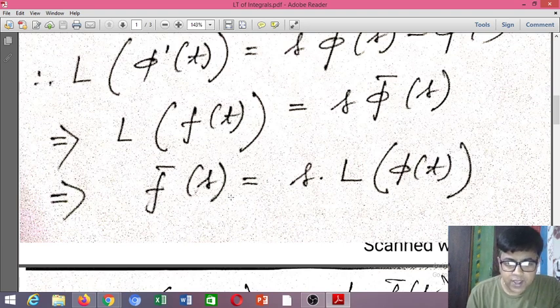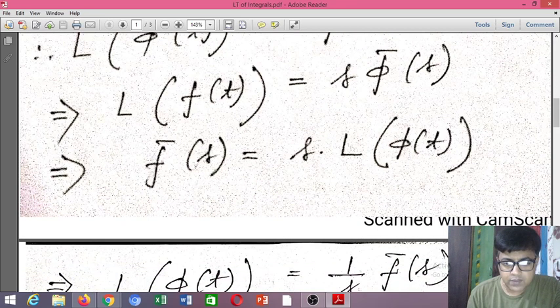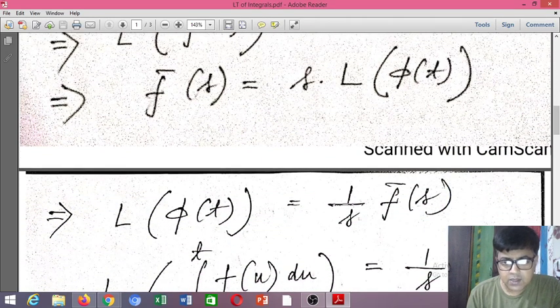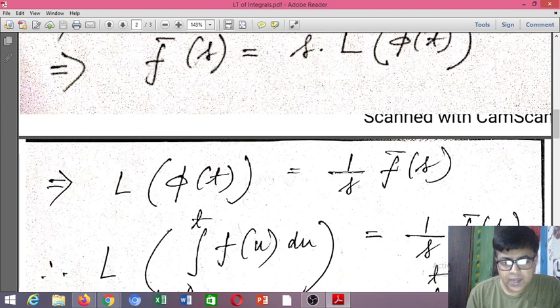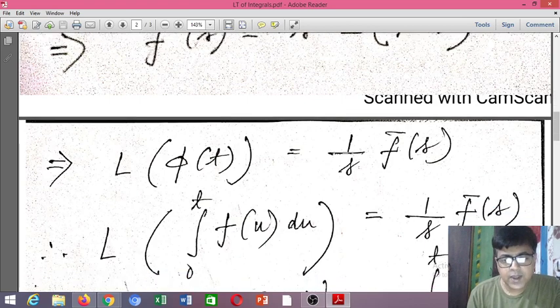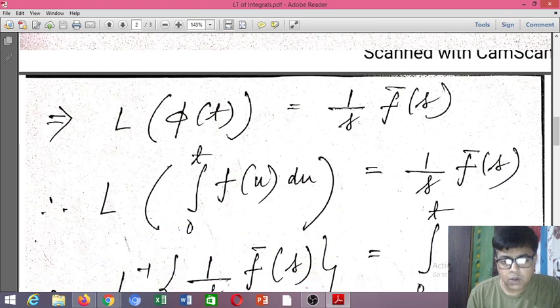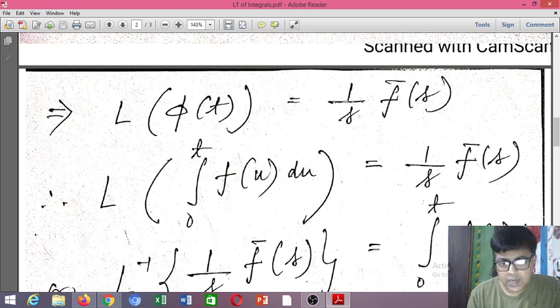So I get f bar s by s is equal to L of phi t. In the very next step I have written that. Now what is phi t? Phi t was assumed to be equal to the integral 0 to t f u du. So I just replace phi t by the integral 0 to t f u du, and I get the result as required.